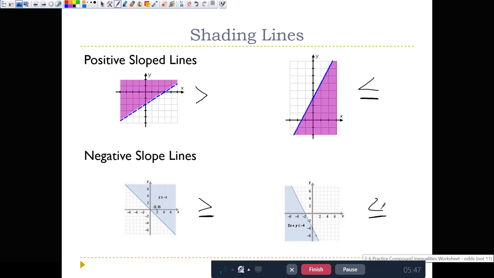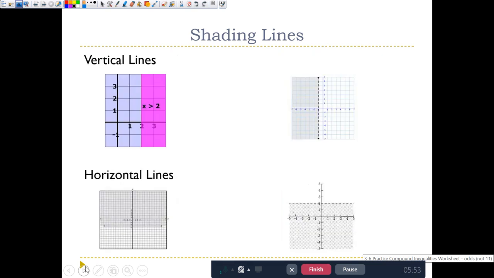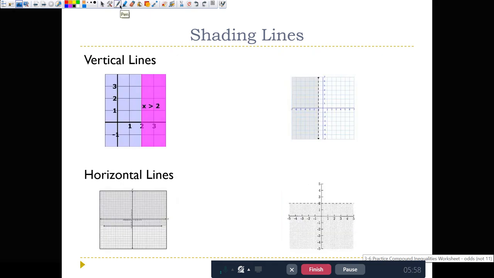Vertical lines, though, are one exception with above and below because you can't have above a vertical line. So if it's greater than, you're going to be shading to the right. This is the dashed line. Hard to see. And if it's less than, which will be shaded to the left, this one would be x is less than -1. It's a dashed line, so it doesn't include the equal sign.